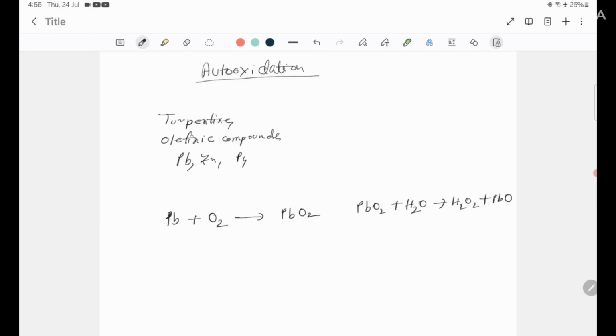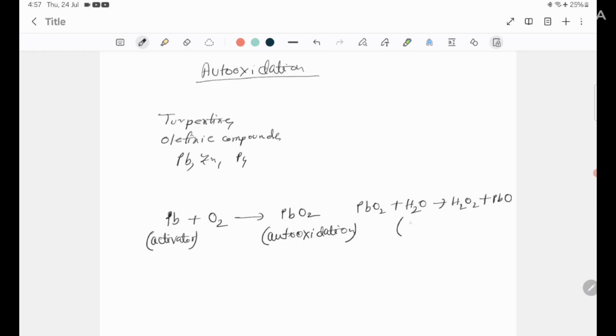Now here some terms are involved: lead is actually acting as activator. Why? Because it is reacting with O2 or oxygen to be converted into PbO2, and this PbO2 is responsible to oxidize H2O. So Pb or lead is acting as activator, whereas this PbO2 is known as auto-oxidator. Why is it known as auto-oxidator? Because it is automatically oxidizing H2O to H2O2. We are not providing any other chemicals, right? So it is forming PbO2 by reacting with oxygen, and this PbO2 is automatically oxidizing H2O to H2O2.